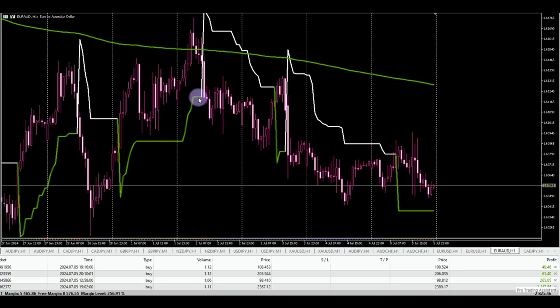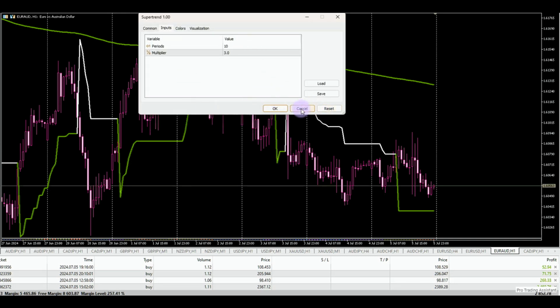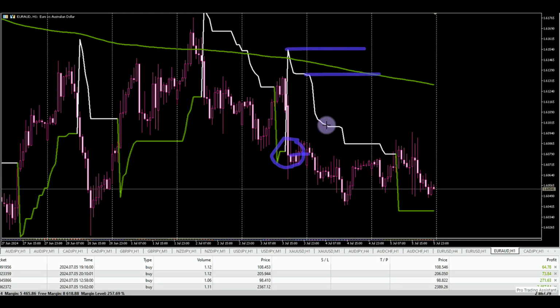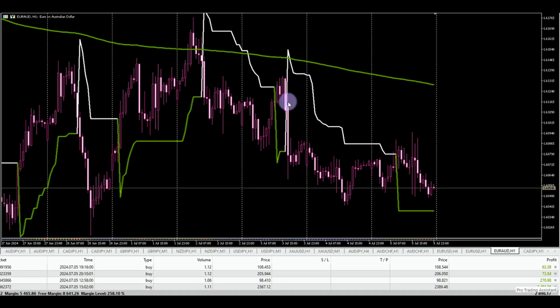In this case, I'm using a SuperTrend. I'm using the default value of the SuperTrend, which is 10 with a multiplier of 3. The SuperTrend in this case will give me the signal to only sell the market, because I've already identified that the market is below the 200-day moving average, which is in sell territory. From here, you see the SuperTrend gives me a sell signal at this point.